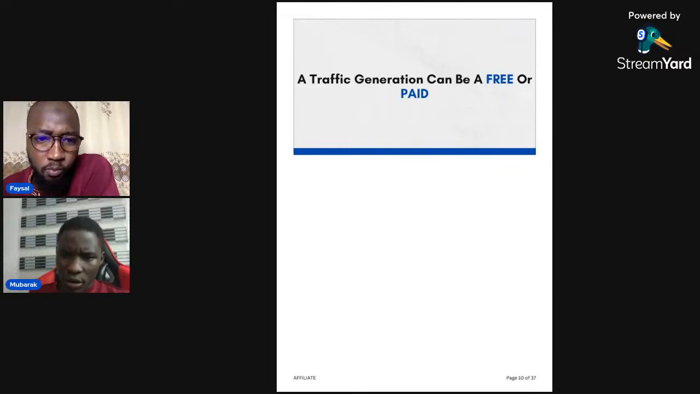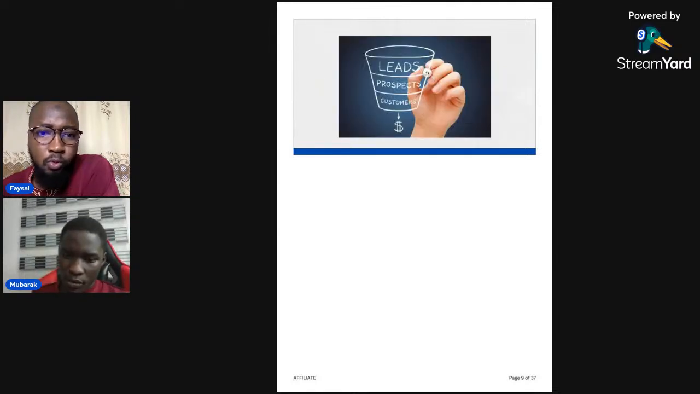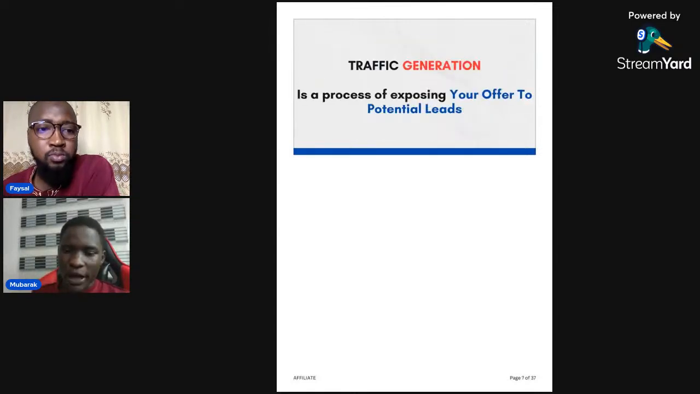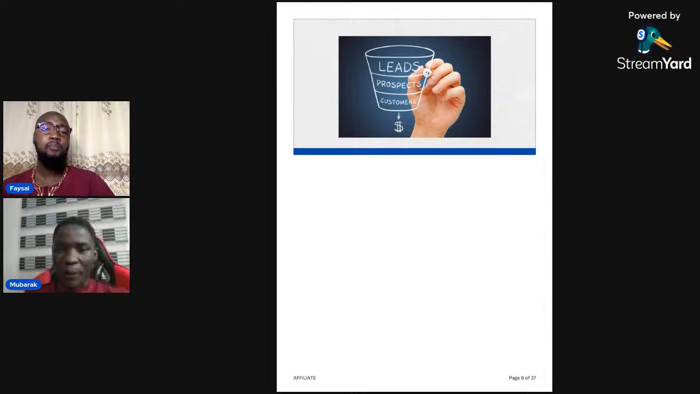So a funnel is just like this, as you can see. I don't know why this slide is misbehaving. So a funnel is just like this. As you can see, the first time they come to your WhatsApp, they come in as a lead. Then what? Then prospect. Then what? Then customers. Do you understand?